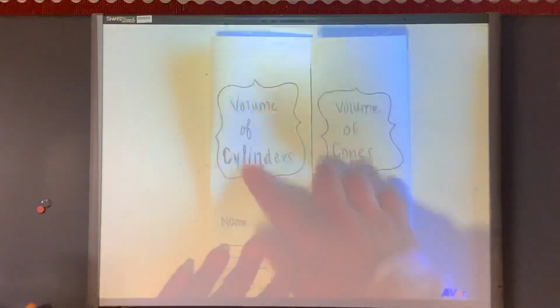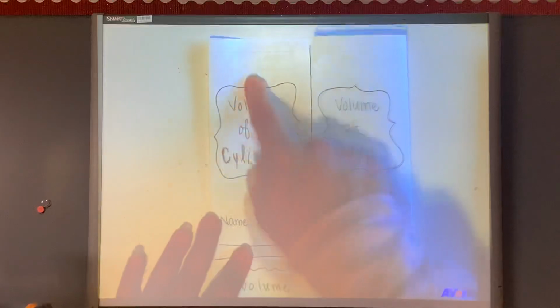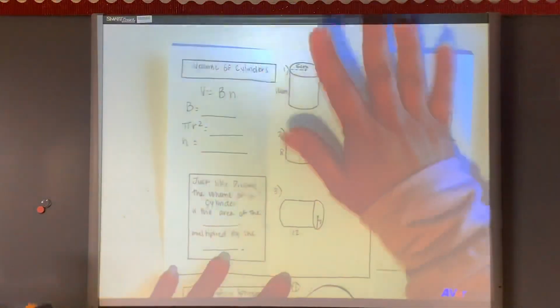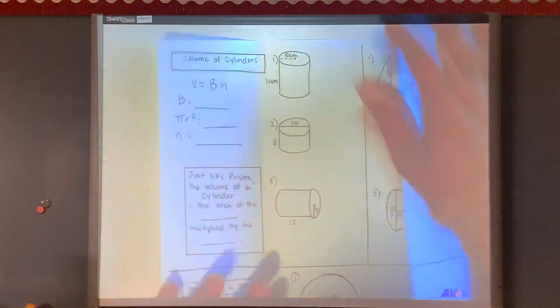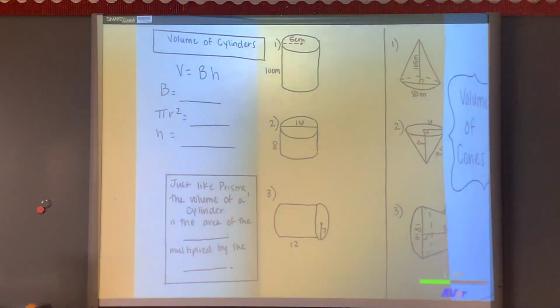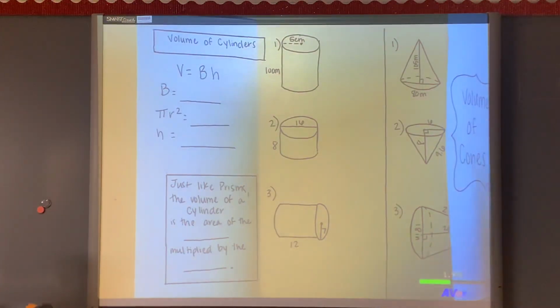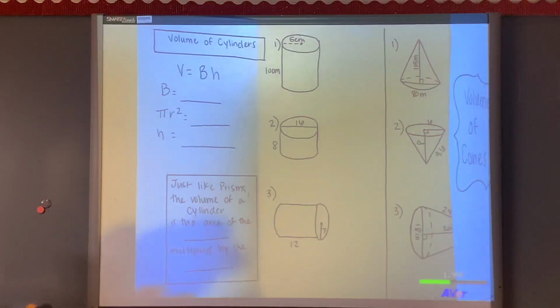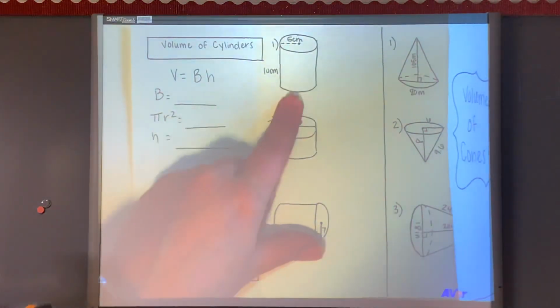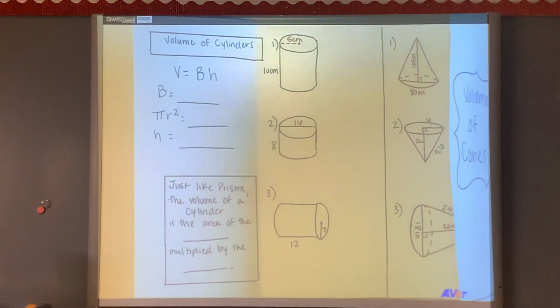We're going to be working on the volume of cylinders today. The volume of cylinders deals with cylindrical shapes, as in cans, paper towel rolls, cups sometimes, water bottles. Those are cylinders. Cylinders have a circle base on the top and the bottom, and it's almost like a tube.